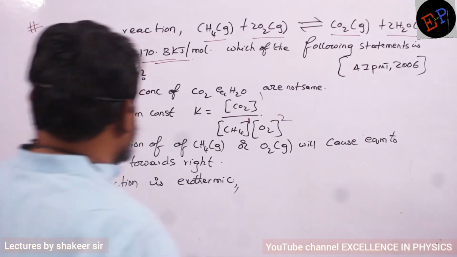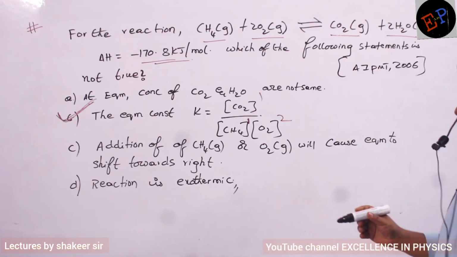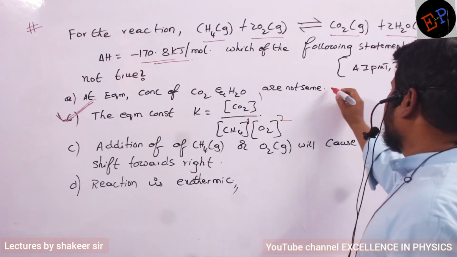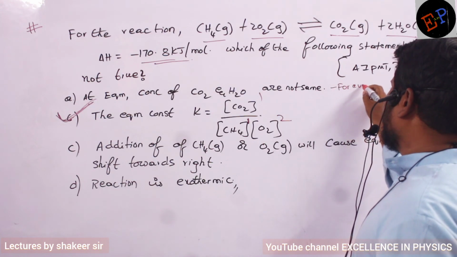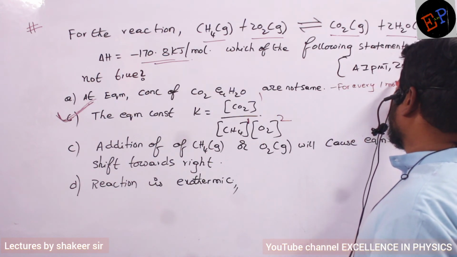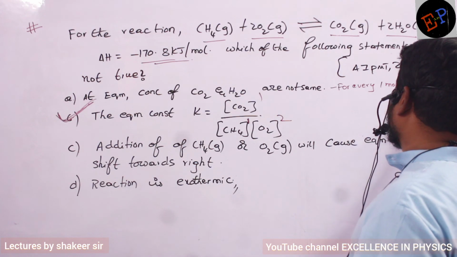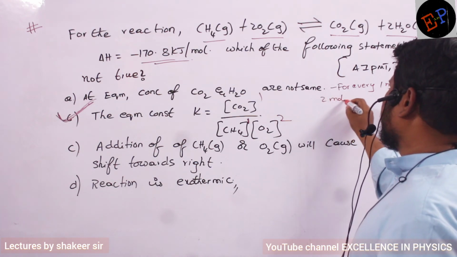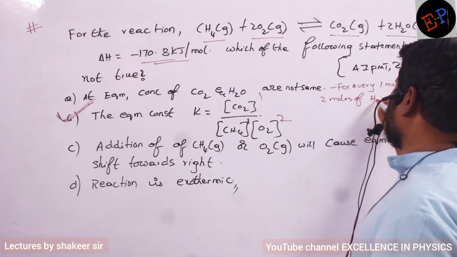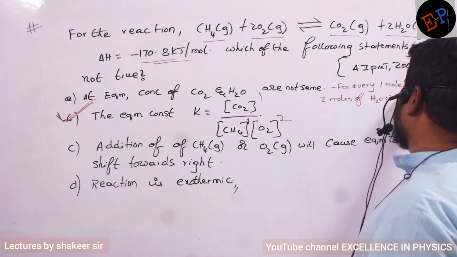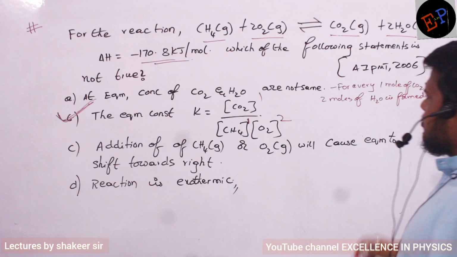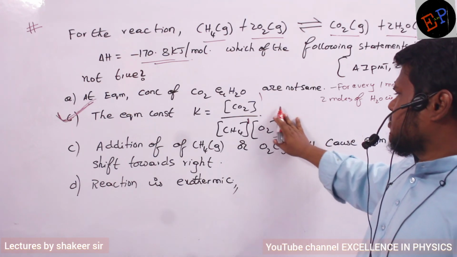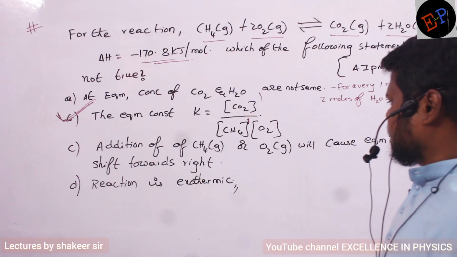Okay, ma? Let us write the reasoning. For option A, I can write: for every 1 mole of CO2 formed, 2 moles of H2O is formed. So definitely concentrations are not same. Okay? And in this one here, 2 should be there, but 2 is not there. So this is wrong. Okay?